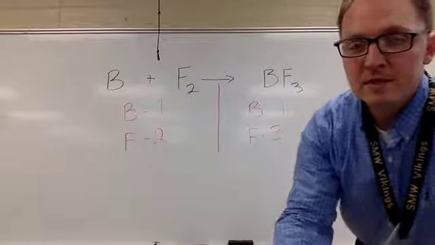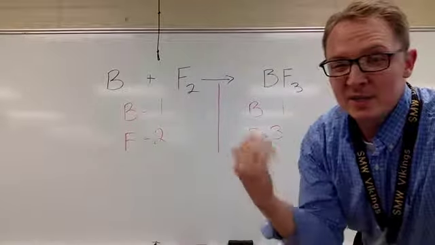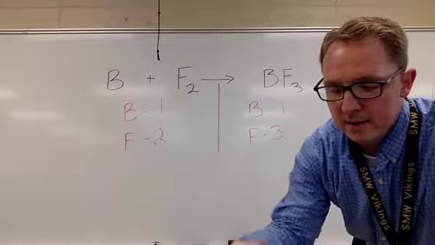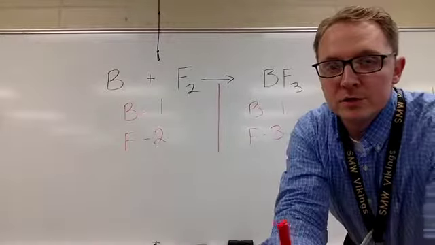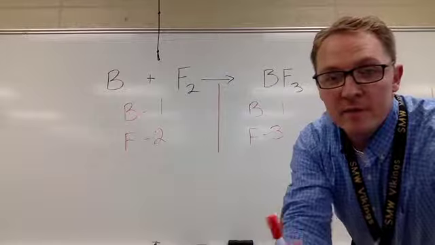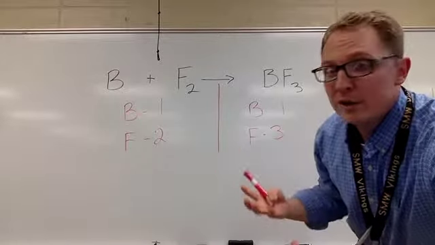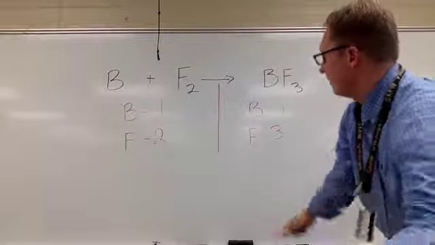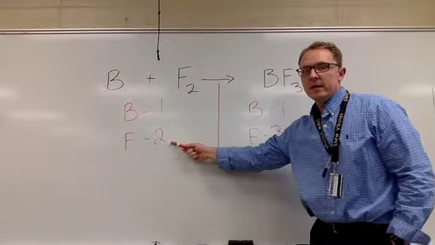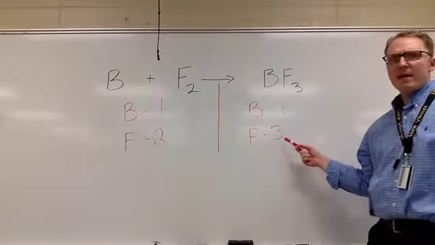Now, the main purpose of taking inventory is to figure out, is this equation balanced or unbalanced? And by balanced or unbalanced, we just mean, do we have the same number of atoms that we started off with in our final product? And in here, we don't. We have a problem with the fluorine. We only have 2 fluorine here, and somehow magically at the end, we have 3.